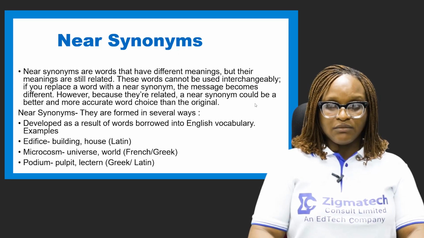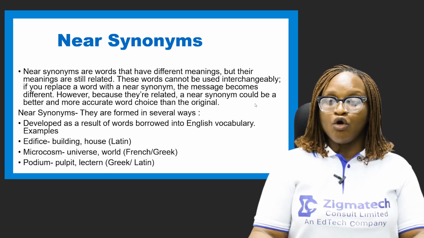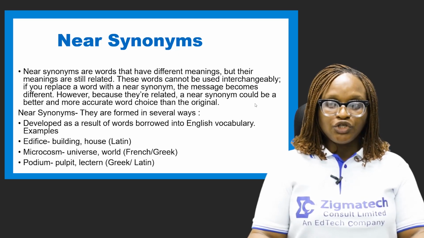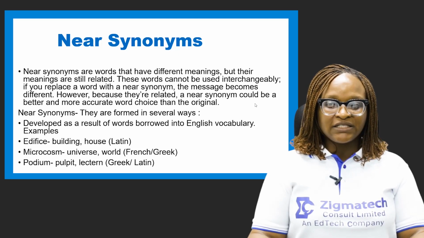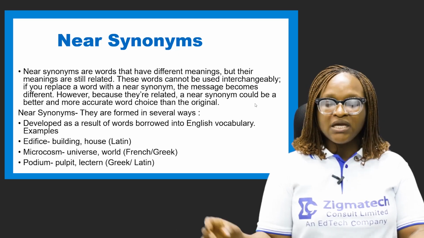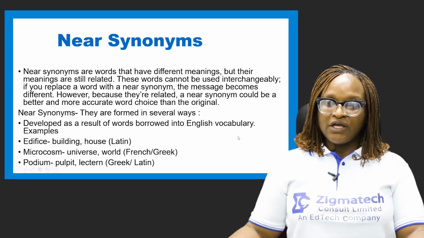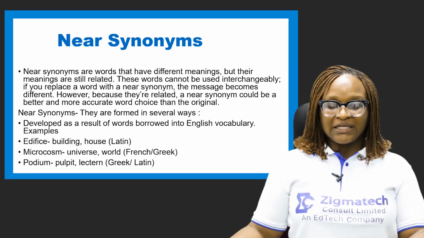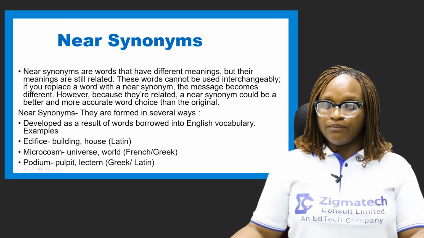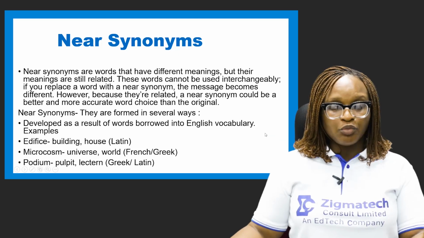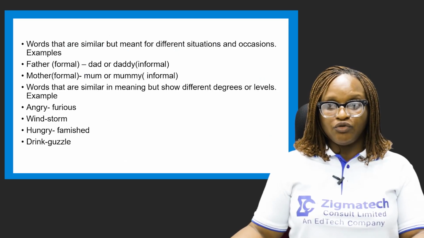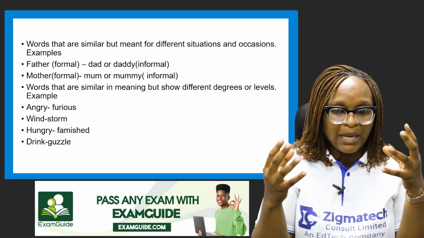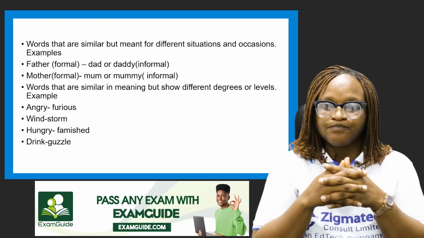Then we have microcosm. Microcosm means the universe or the world. And we said it's a French word or a Greek word. So podium is a Latin word via Greek, meaning pulpit or lectern. You hear people say, let's welcome the pastor to the podium or the pulpit. So it's a Greek or Latin word meaning pulpit or lectern. Some people call it lectern, while some people call it pulpit. But the original word is podium, which is borrowed from Latin via the Greek.